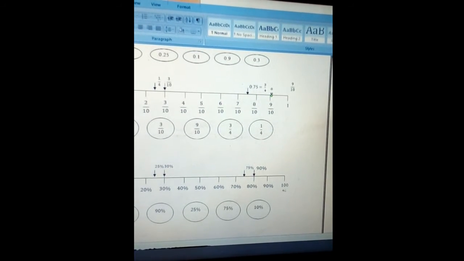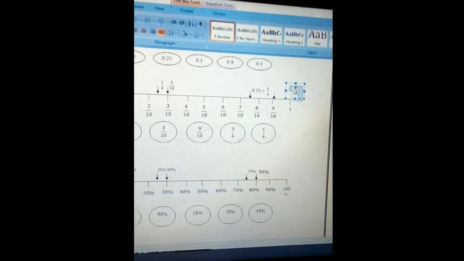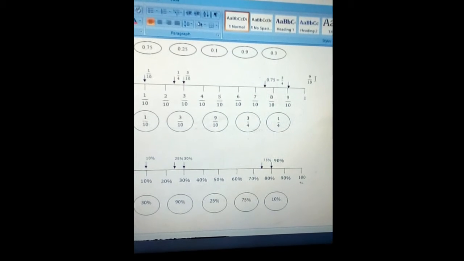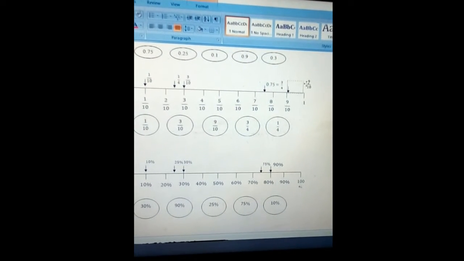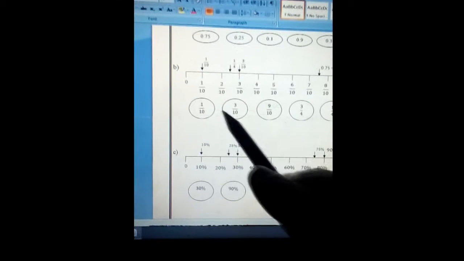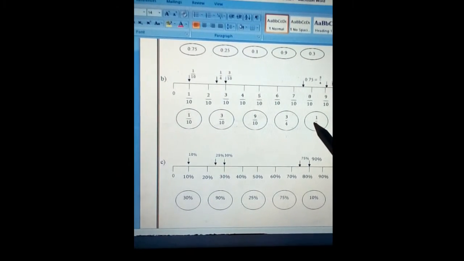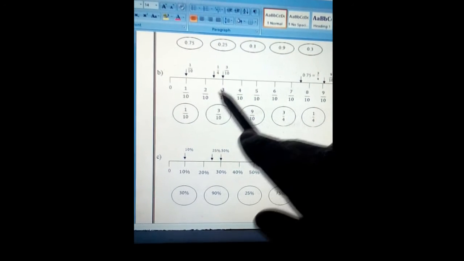So the 9 by 10 arrow will be over here. I'm having some difficulty here, so it will be above 9 by 10. So 1 by 10 is done, 3 by 10 is done, 9 by 10 is done. Now 1 by 4. So 1 by 4 is supposed to be in between 2 by 10 and 3 by 10.